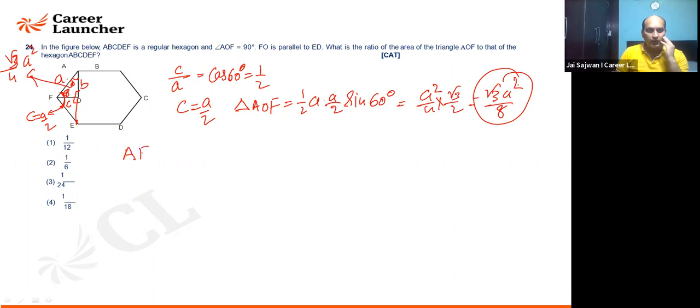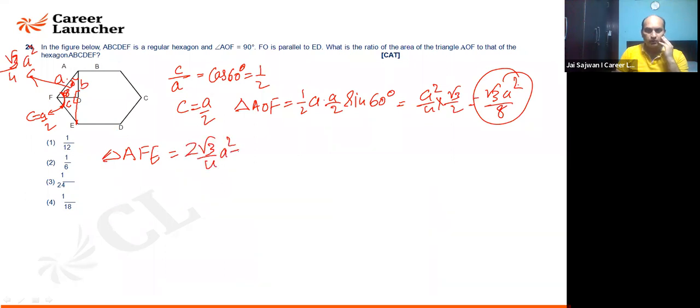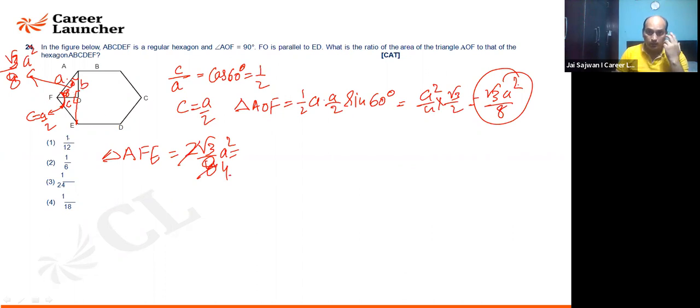So what is the area of AFE? I'll say that is twice of root 3 by 4 A square. AOF is upon 8, so this will be upon 4. I'll double this, and from there it comes out to be root 3 A square by 4. Because of symmetry, I'll say the same thing for this one as well.